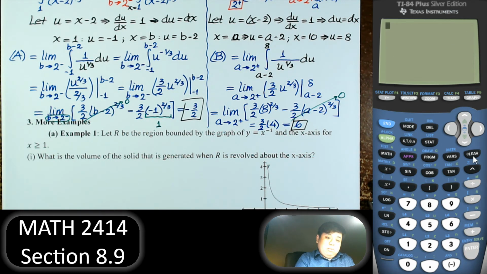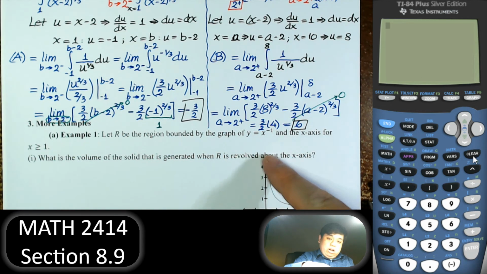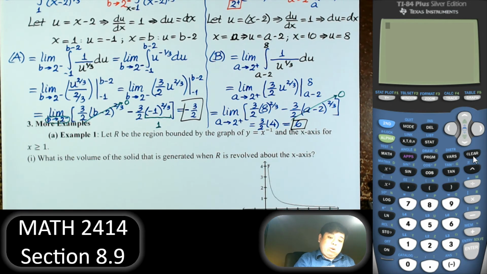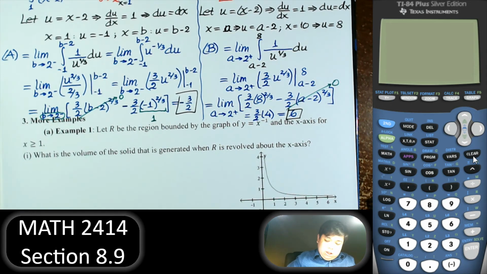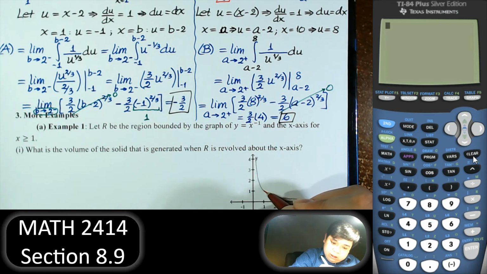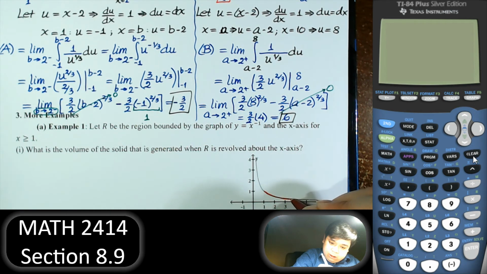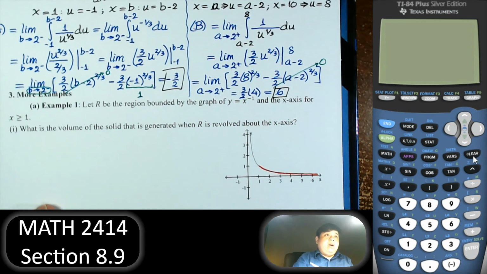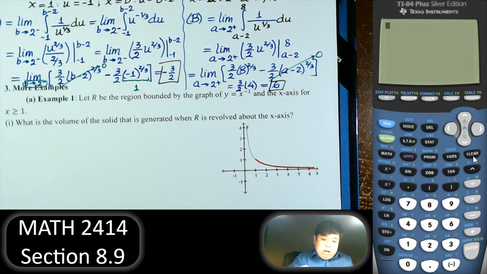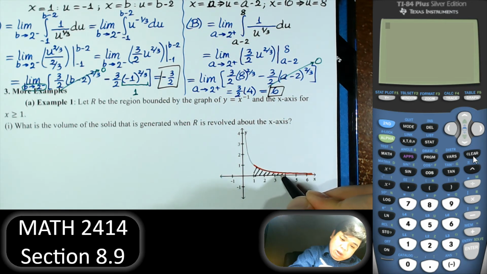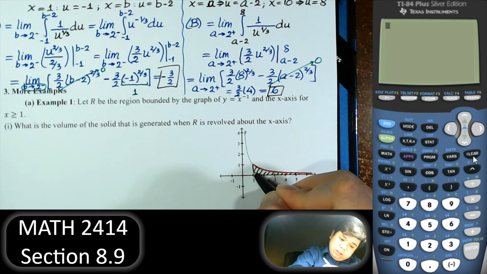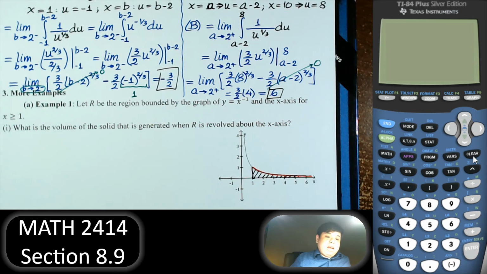Let R be the region bounded by the graph of y equal to x to the negative 1. So we have that. Let's rotate this about the x-axis. We'll actually not have just that part, we have this region too. So we're talking about this, and we rotate about the x-axis, and we're trying to find the volume.